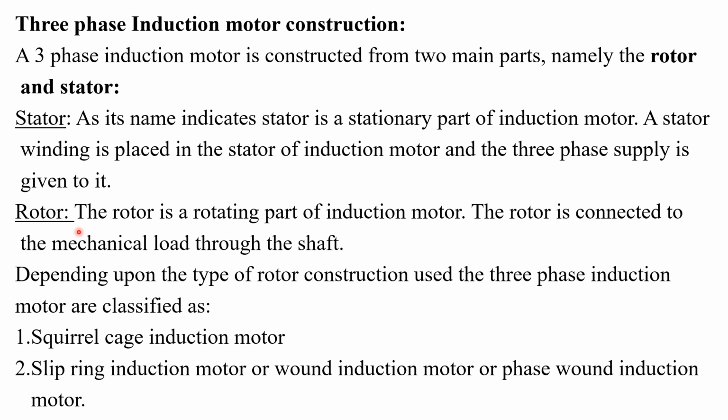Based on the construction of the rotor, three-phase induction motors can be of two types. The first is the squirrel cage induction motor, and the second is the slip ring induction motor. Slip ring induction motors can also be called wound induction motors or phase wound induction motors. These are the two classifications of three-phase induction motors based on the construction of the rotor.